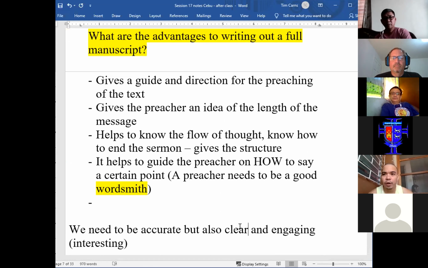It helps you, it guides you to stay on your point or topic. Yeah, it helps you to stay on point.